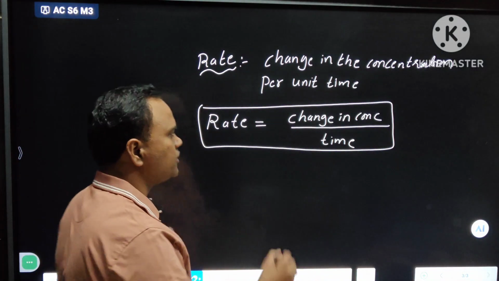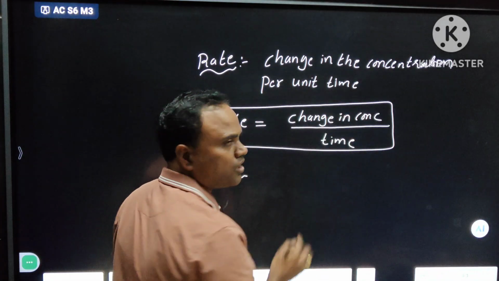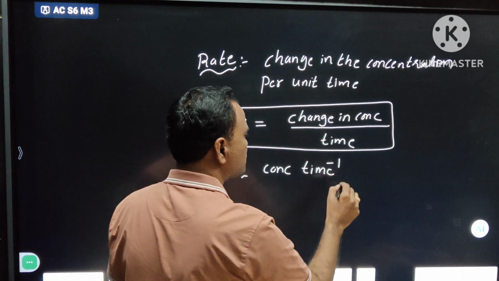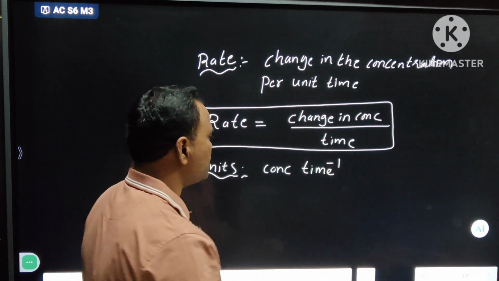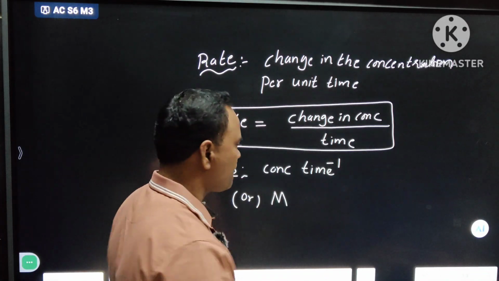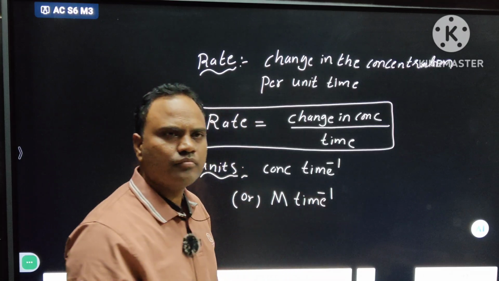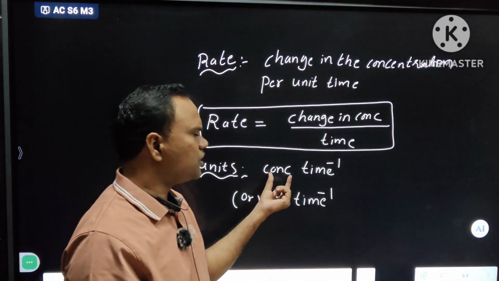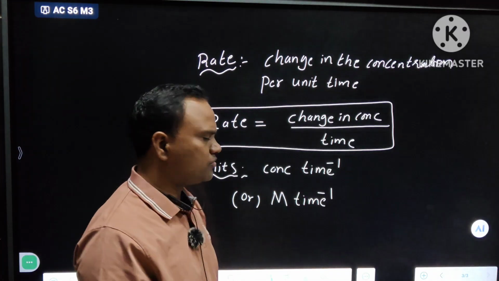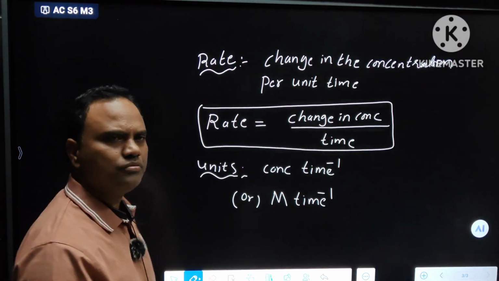Okay. Now we can write the units like this: units of rate. Concentration and time inverse. In place of concentration, you can write capital M, molarity. Molarity is a concentration term. So you can write like this also. Clear? Concentration terms: molarity, normality, all these are concentration terms. So you can write like this: molar time inverse. Clear? Right? Rate.